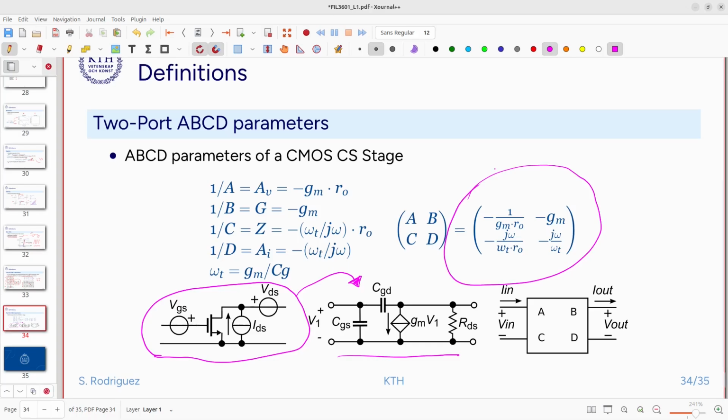And that will be very useful when we start cascading amplifiers or connecting these two-ports in different ways, like a differential configuration or parallel configuration. It is very handy because it is very easy to use ABCD matrices for doing calculations instead of using small signal analysis.